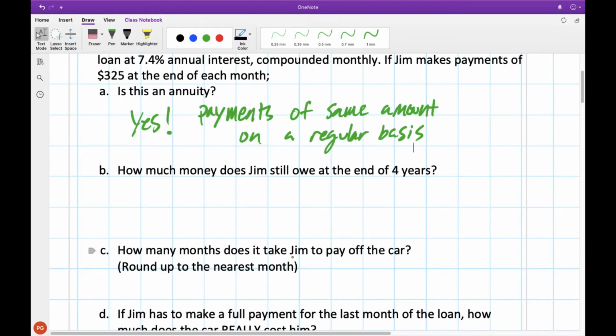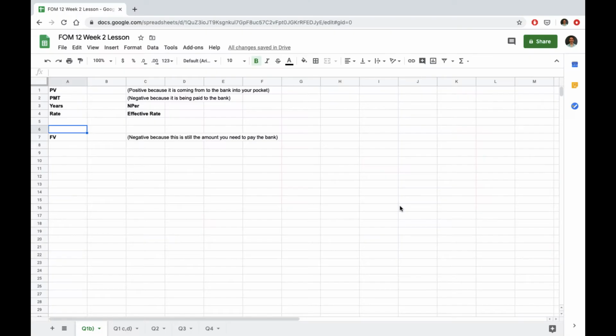The next question is, how much money does Jim owe at the end of 4 years? Here we can use TVM. So hopping over onto our spreadsheet, here we can use TVM to calculate the amount of money he's going to have left at the end of the loan. First, we put in his principal value, so how much money he has at the start. This is going to be positive because it's coming from the bank into his pocket. So it would be $15,000.